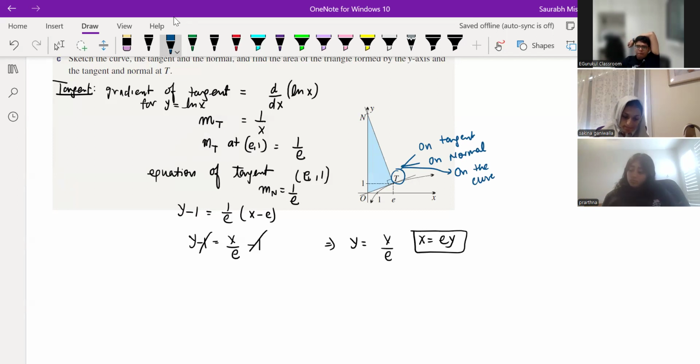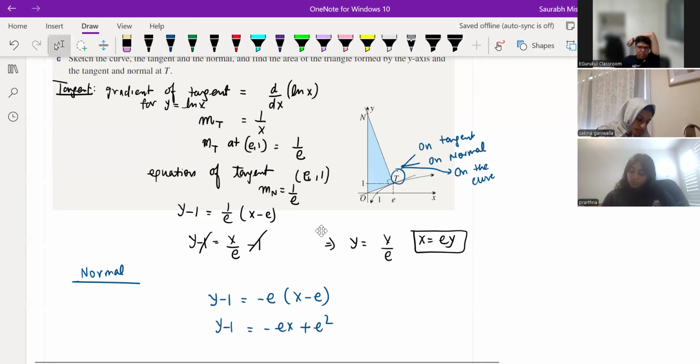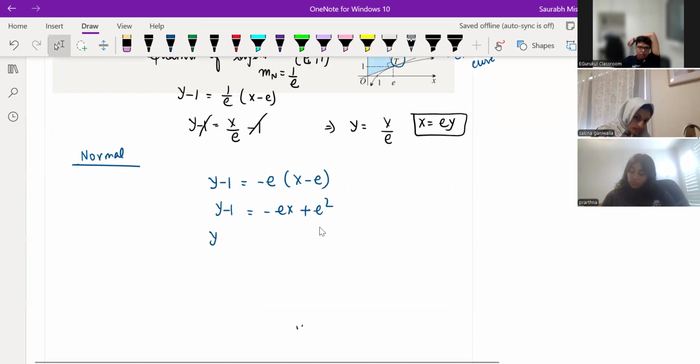Clear? Now for normal, the only thing which will change is the gradient, which will become minus e, right? So y minus 1 is minus ex plus e square, or y plus ex is equal to 1 plus e square. Did you get it, Ratna? Same thing? Yes, I got the same thing.